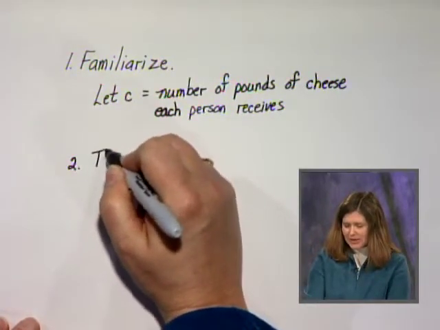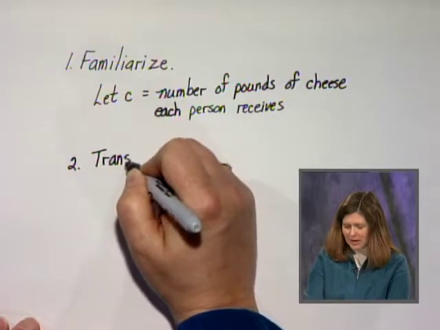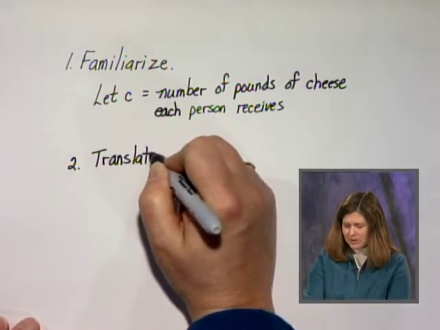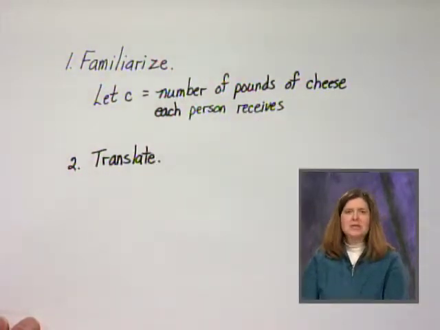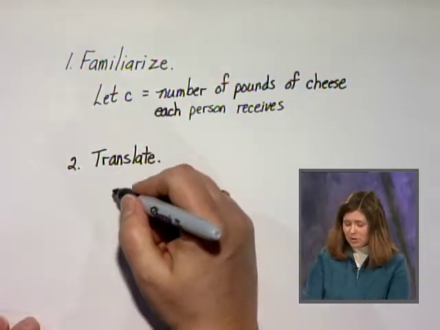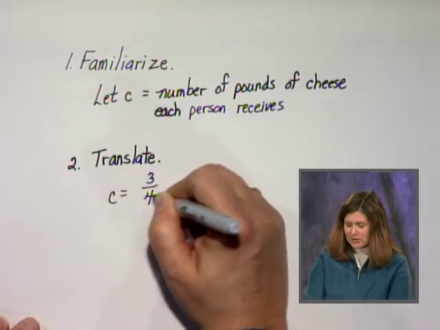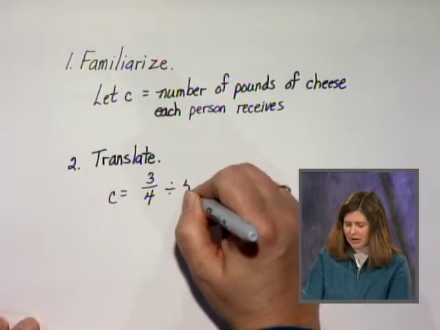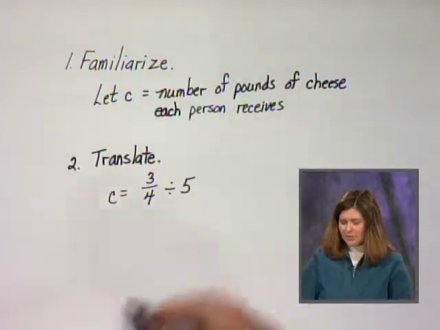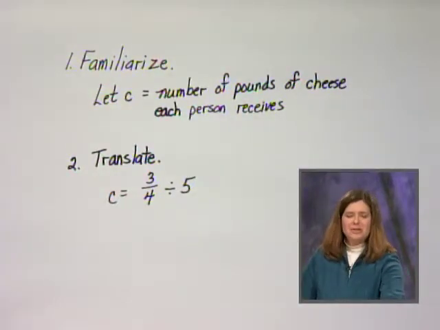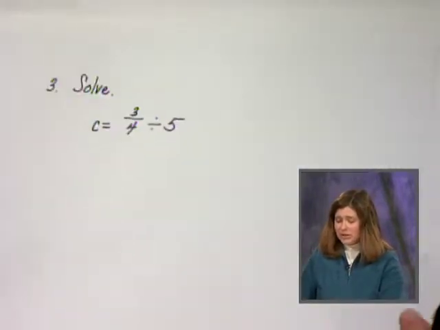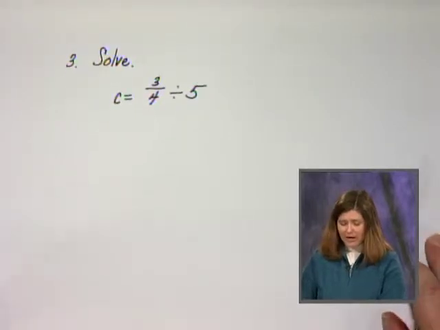We have a pretty good idea of what to do, so we will move to the next step, and that is to translate. We had a 3/4 pound piece of cheese, and we're going to divide it up into 5 servings. So C should equal 3/4 divided by 5. We've translated to mathematical language, so now we can solve this equation. C equals 3/4 divided by 5.